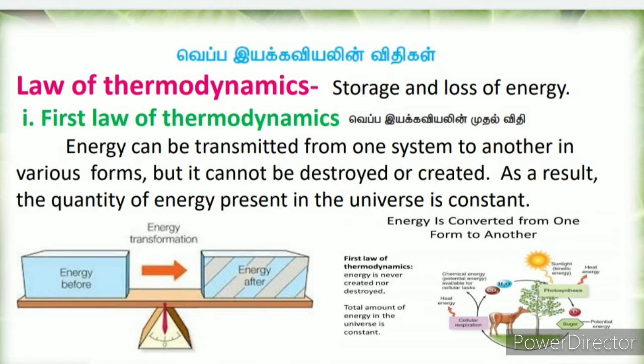For example, in photosynthesis, the product starch, that is chemical energy, is formed by the combination of reactants such as chlorophyll, water and carbon dioxide. The energy stored in starch is acquired from an external source, that is light energy, and so there is no gain or loss in total energy. Here light energy is converted into chemical energy.